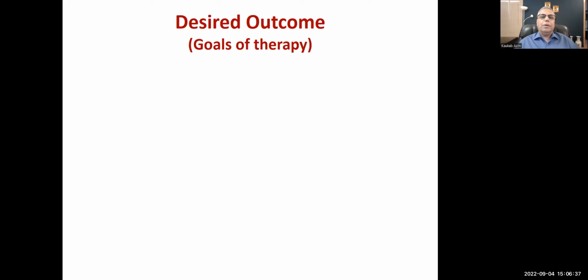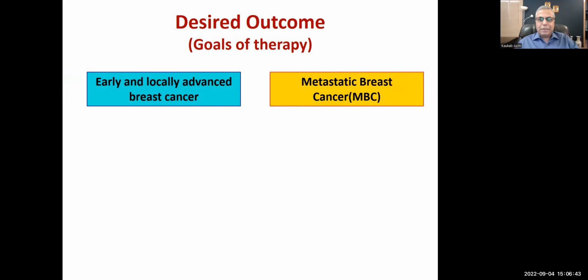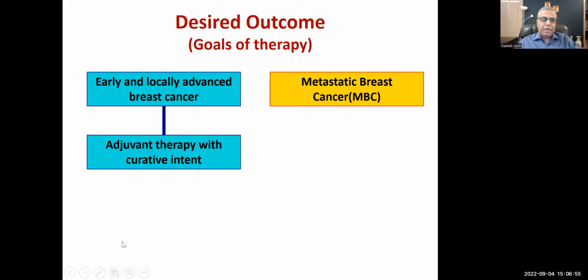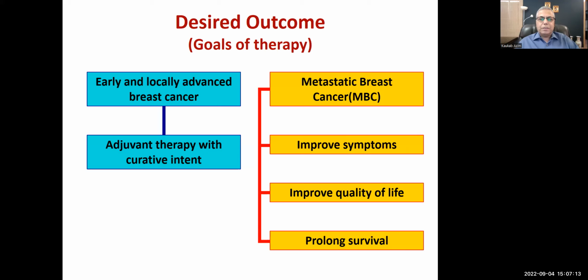All right. So the goals of the therapy depends upon the stage of the cancer. If it is an early stage cancer or locally advanced, and in that we will include stage 1, stage 2, and even stage 3, then our intent is curative. We can do surgeries. We'll come to that in a little while. But our intent, our objective is to cure the patient, to eliminate all the cancer cells. And if it is metastatic breast cancer, then we want to improve the symptoms, we want to improve the quality of life, and we want to prolong the survival or the life of the patient.